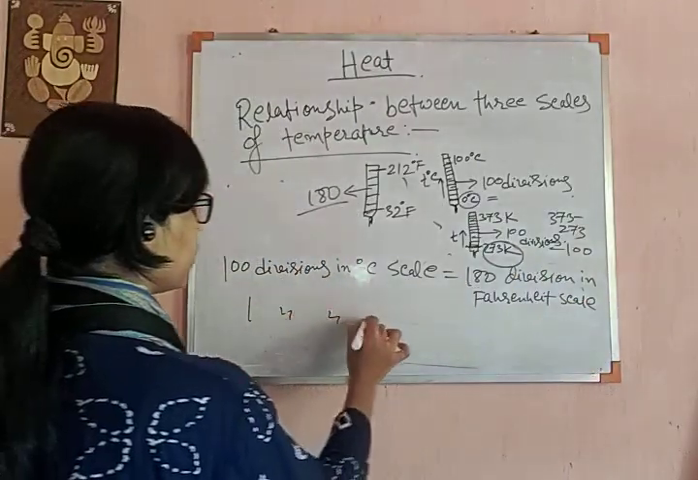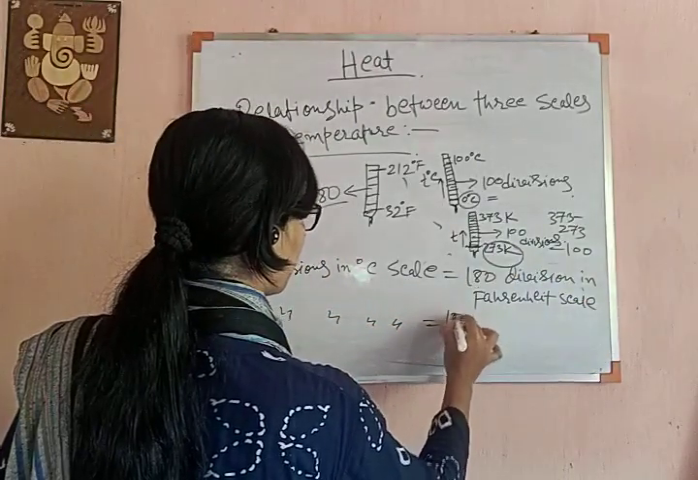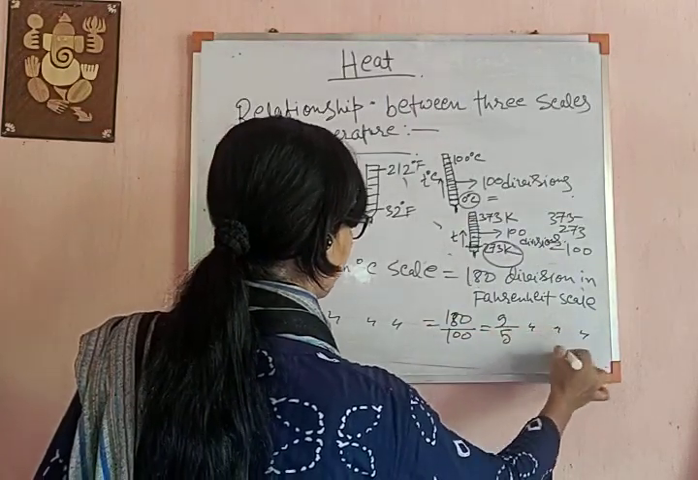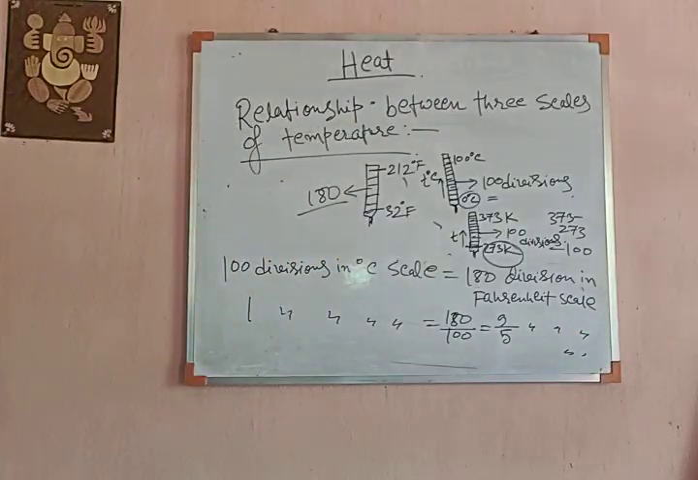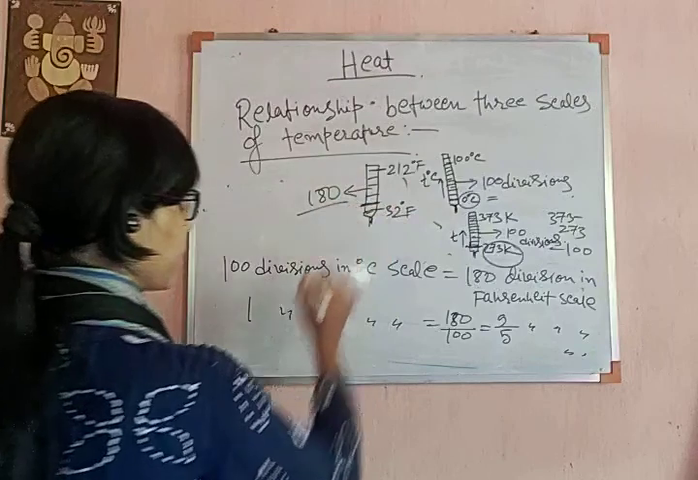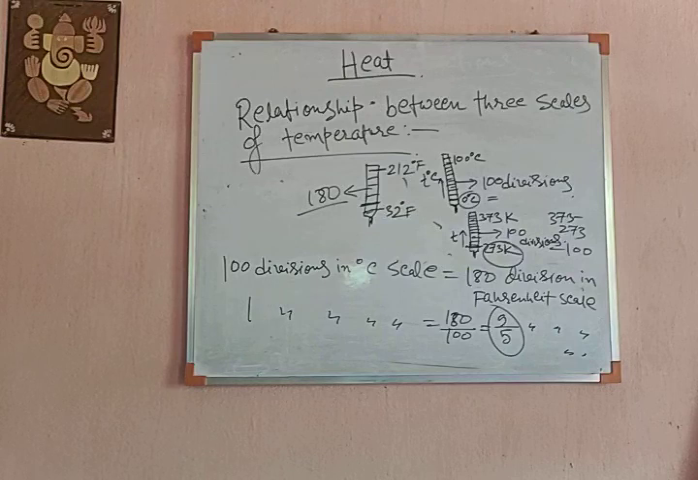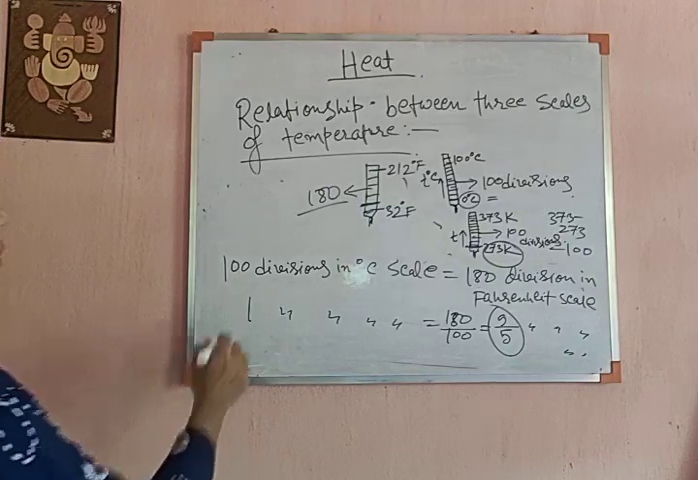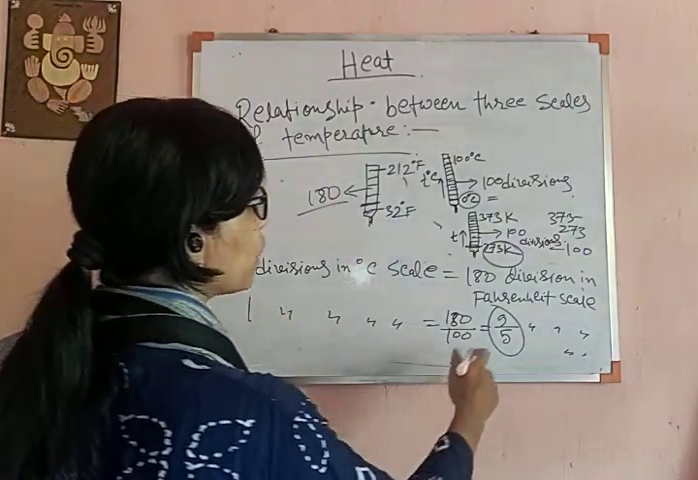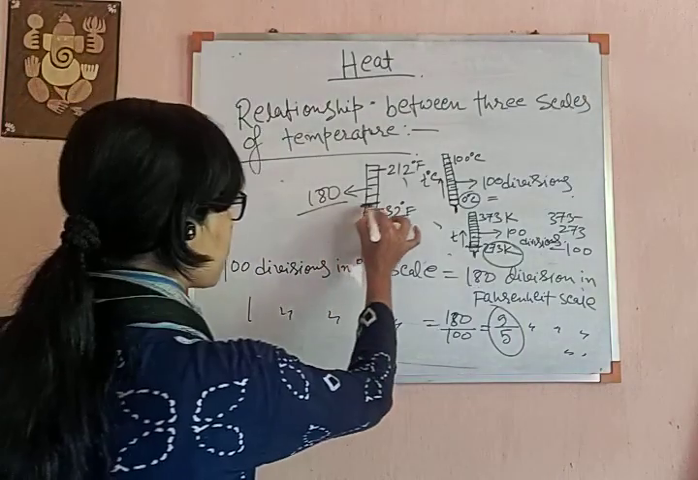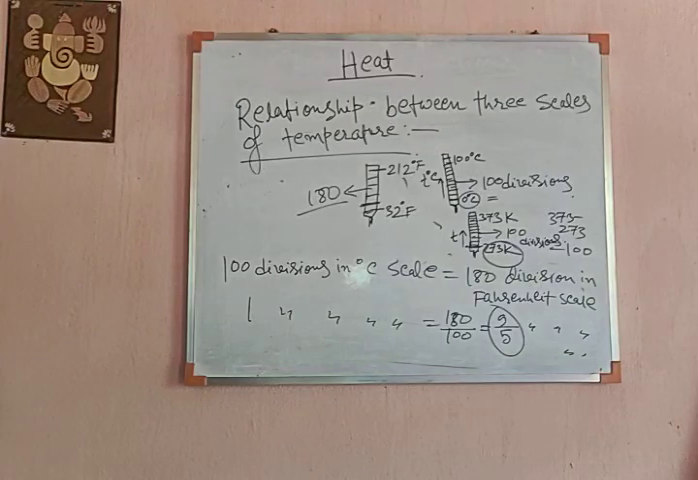So 1 division in degree Celsius scale is equal to 180 by 100 equal to 9 by 5 divisions in Fahrenheit scale. That means 1 division of Fahrenheit scale is 9 by 5 unit higher than that of degree Celsius scale. By correlating the divisions between degree Celsius scale and Fahrenheit scale, we are getting that 1 division of degree Celsius scale is equal to 9 by 5 divisions of Fahrenheit scale. That means this 1 division of Fahrenheit scale is 9 by 5 times higher than that of degree Celsius scale.